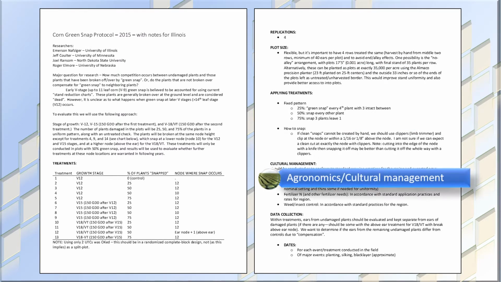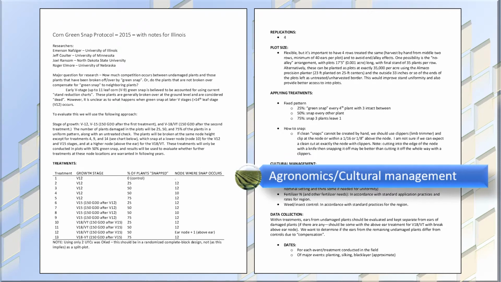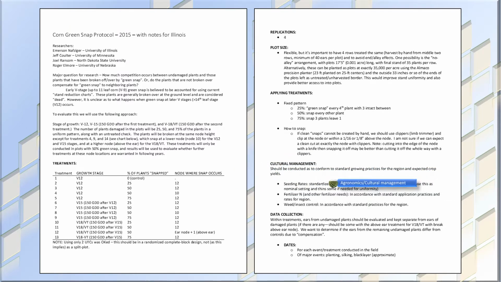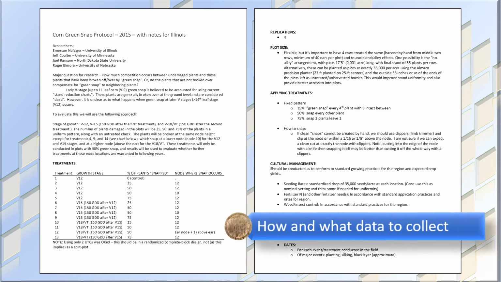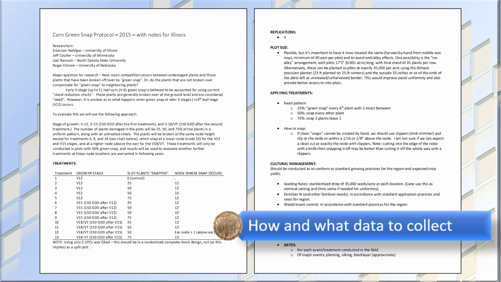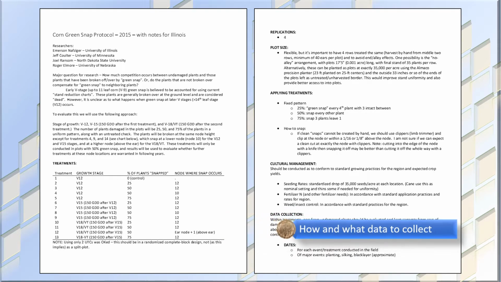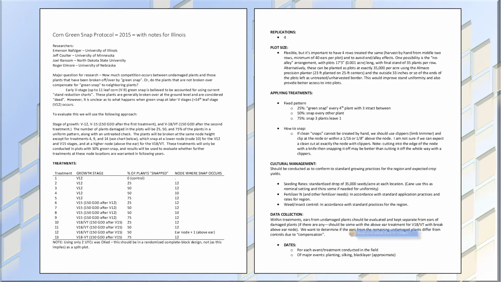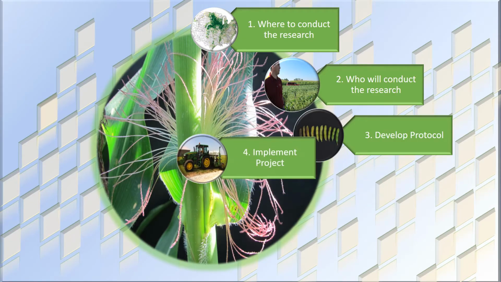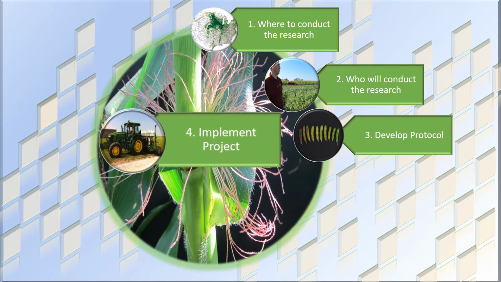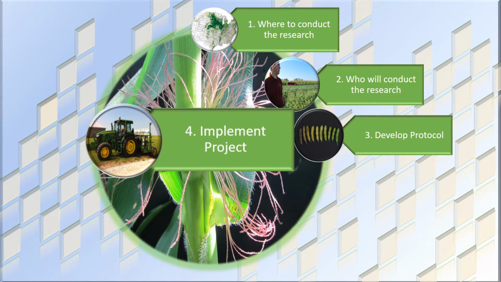All protocols mention agronomics or cultural management that refers to standard grower practices for the area in which the plots are located. The last consideration in this protocol refers to the data collection. For this project, the data collection refers to what is to be sampled, how it is to be sampled, and what other data is going to need to be collected. Now, it is time to get the project in the ground. So let's go take a closer look at what the protocol entails as we implement the project.